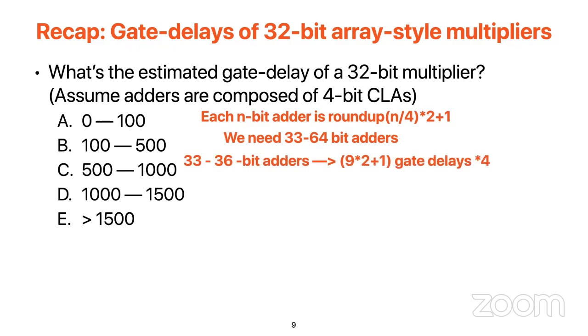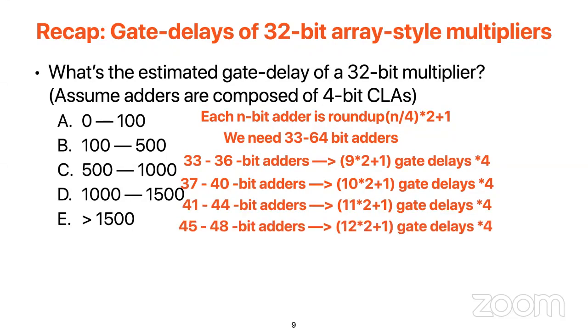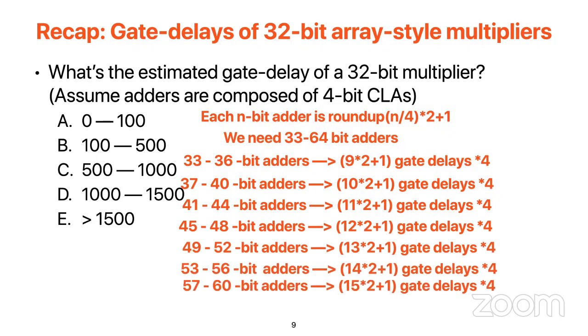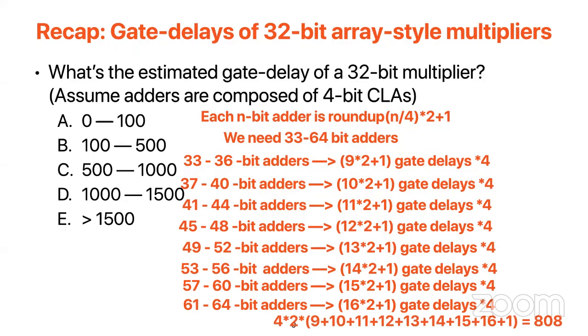And if you remember, the gate delay of a carry lookahead adder is basically n divided by 4, rounded up, times 2 plus 1. Then you can figure out the total amount of adders we need in implementing the multiplier. It turns out that the gate delay is around 800, so it falls in this category. So that's where we ended in the last lecture.